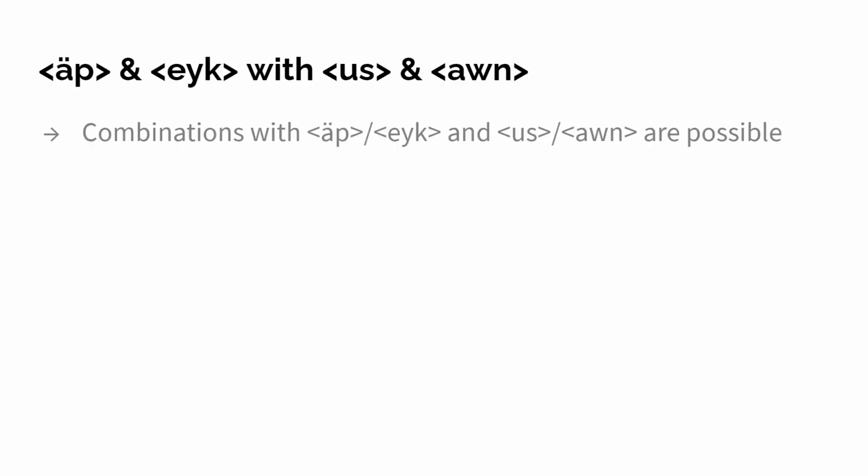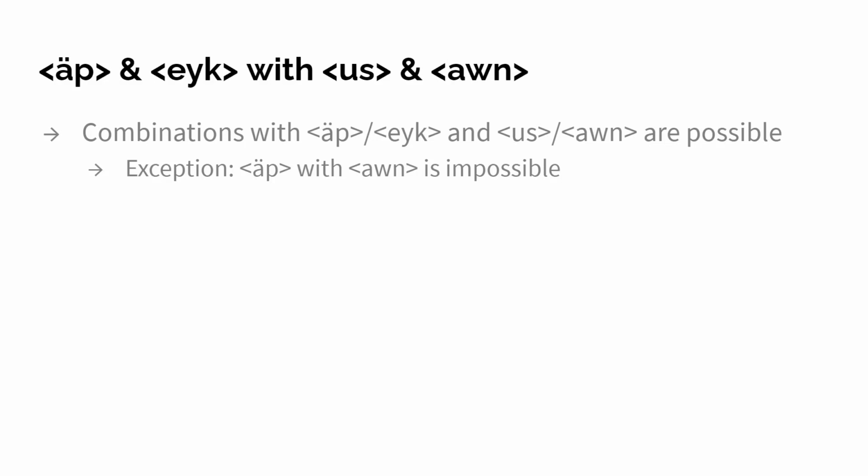Next, let's look at ab and eik in interaction with us and aun, because it's also possible, even though I told you before, no other infix with us and aun. But ab and eik are just special. So like I said, combinations with ab and eik and us and aun are possible. One exception is that ab is not possible with aun. If you think about it, it also doesn't make any sense, because aun can only go into transitive verbs. But any verb you put ab in automatically becomes intransitive, right?